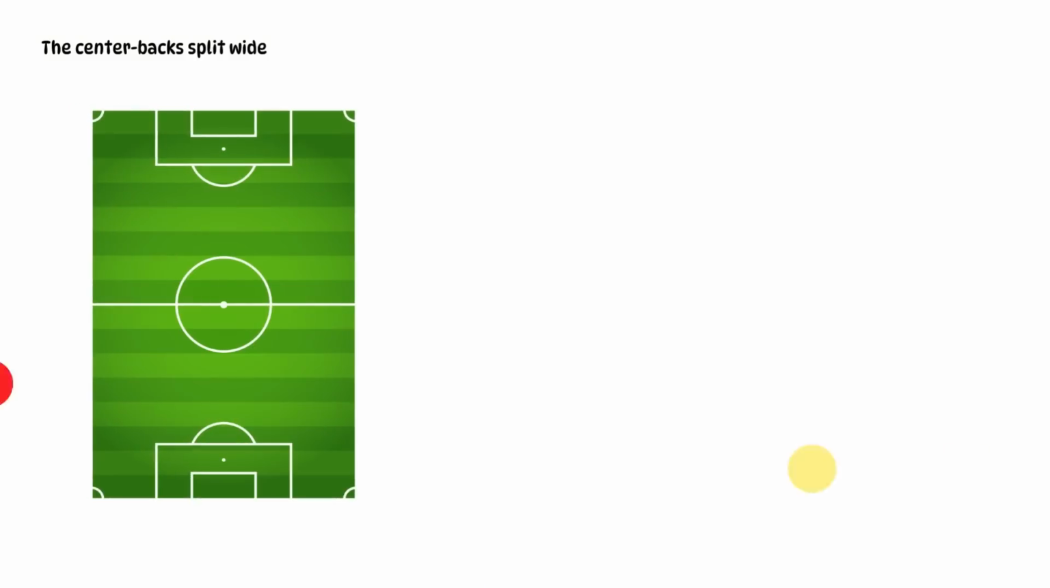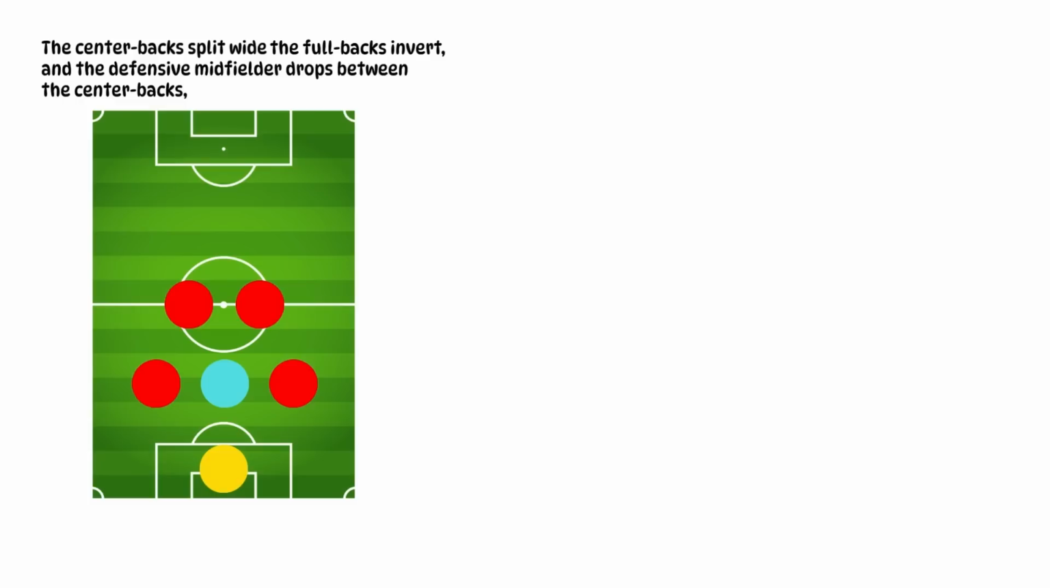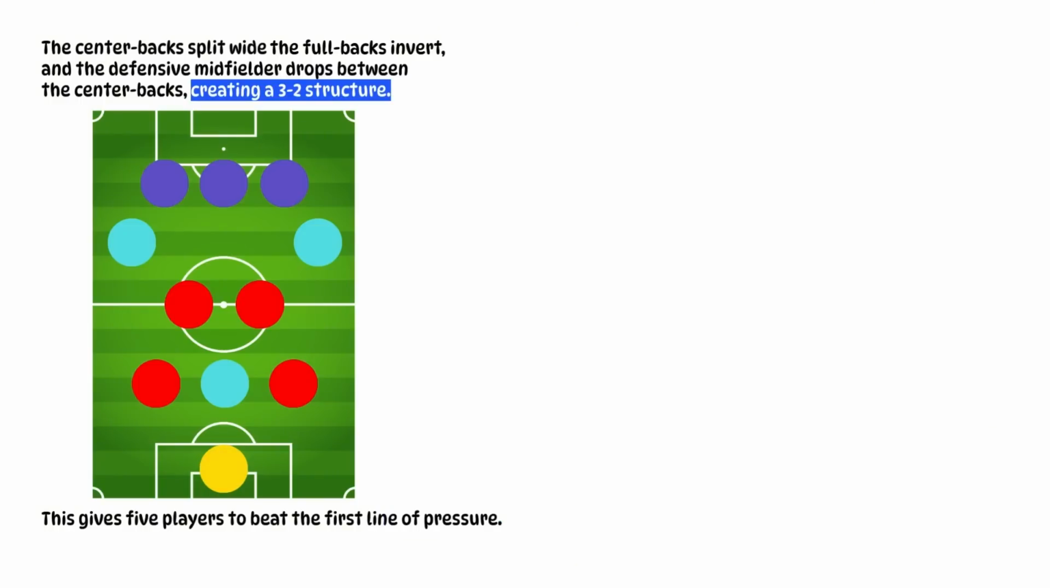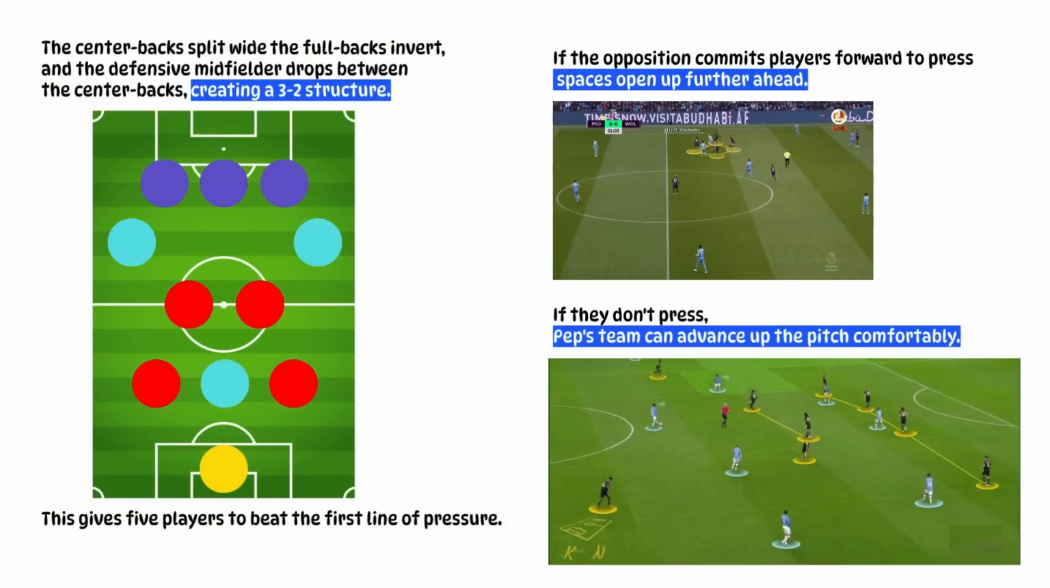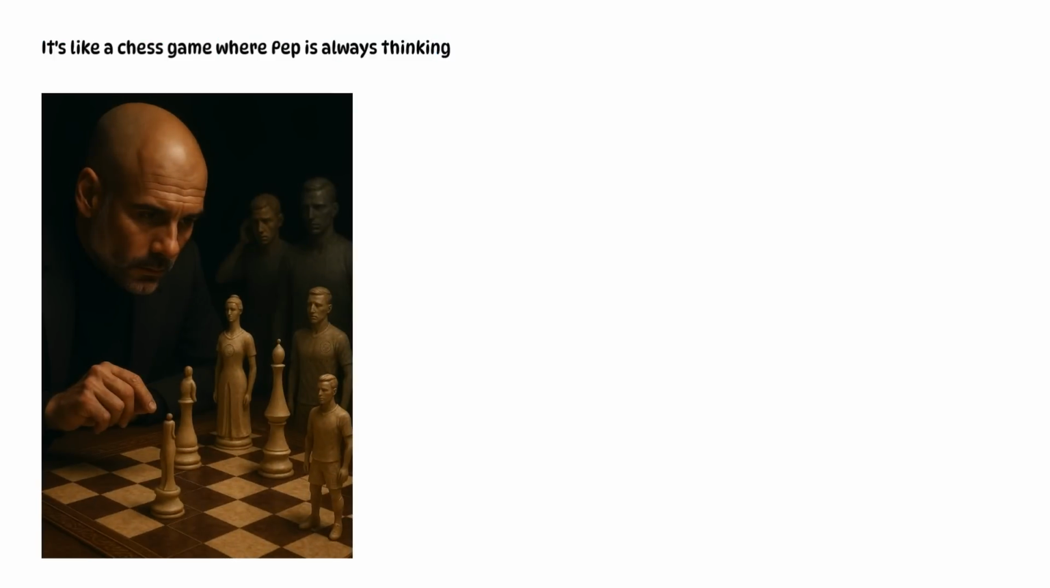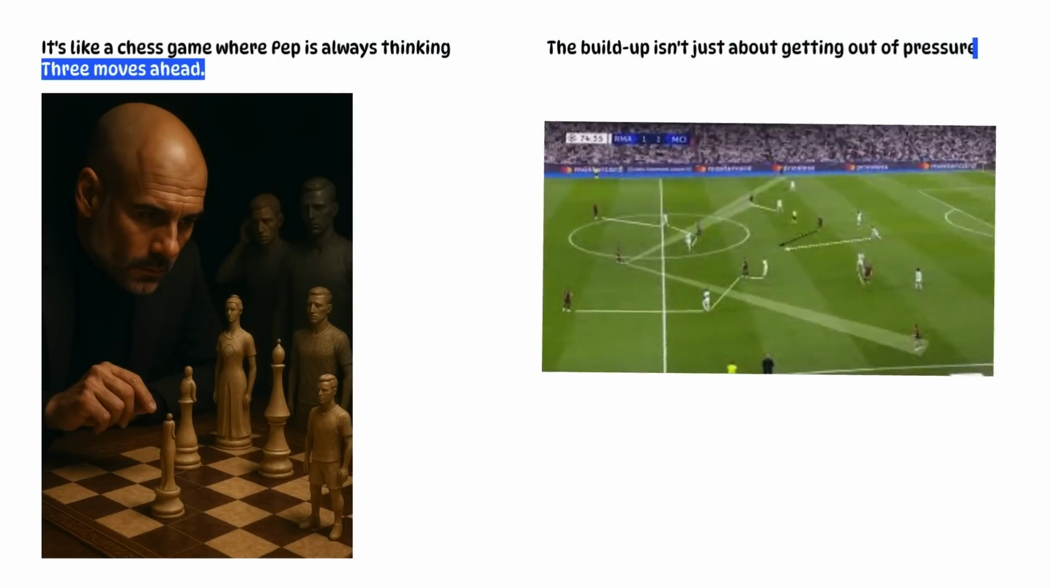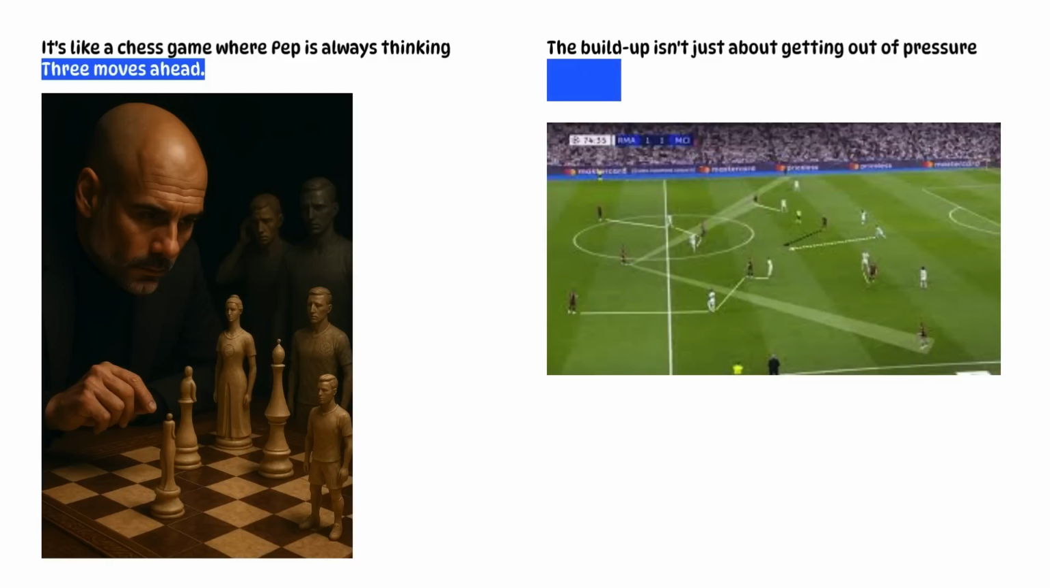The centre-backs split wide, the full-backs invert, and the defensive midfielder drops between the centre-backs, creating a 3-2 structure. This gives 5 players to beat the first line of pressure. If the opposition commits players forward to press, spaces open up further ahead. If they don't press, Pep's team can advance up the pitch comfortably. It's like a chess game where Pep is always thinking 3 moves ahead. The build-up isn't just about getting out of pressure, it's about drawing the opposition in to create space elsewhere.